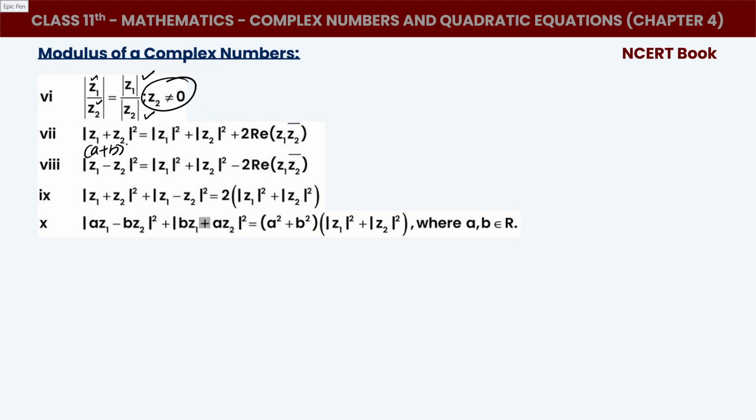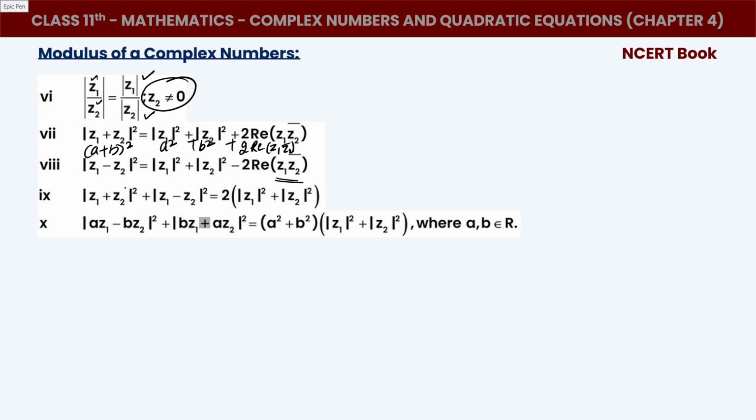(a + b) whole square, we know it is a square plus b square plus 2ab. Here, it is 2 into the real value of z1 z2 conjugate. What is conjugate? If I am saying a plus iota b, the conjugate of that is a minus iota b. Same as if I have (z1 - z2) whole square, it is conjugate of z1 square, conjugate of z2 square minus 2 real value of z1 z2 conjugate, right?